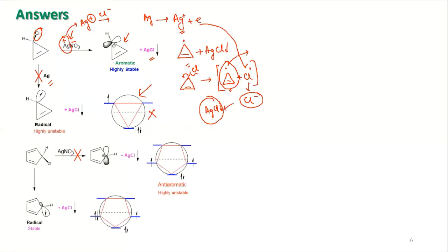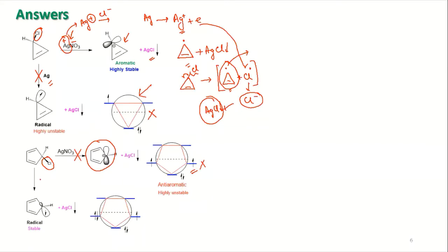Let us look at the opposite. Silver nitrate, if you take it, it has to take out the Cl minus. That means it will generate a positive charge. So you have a cation here. If you have a cation, that means this is anti-aromatic. You have the two unpaired electrons, okay? Two unpaired electrons, making the system very, very reactive. Anti-aromatic, highly unstable, cannot form.